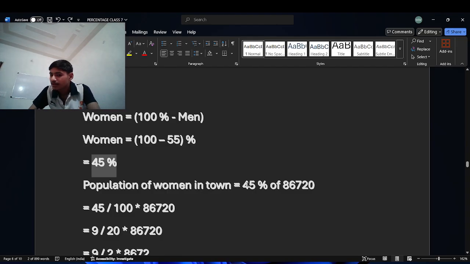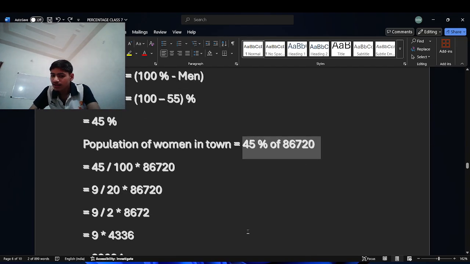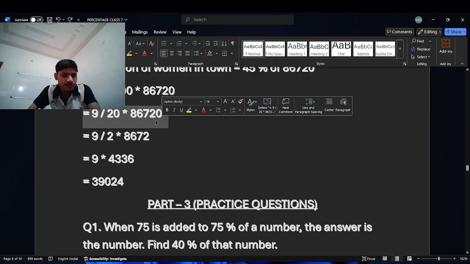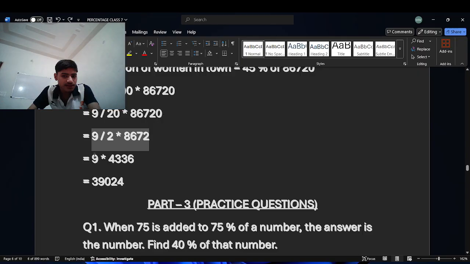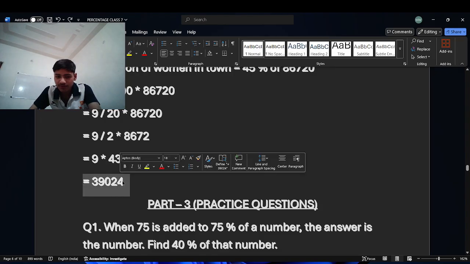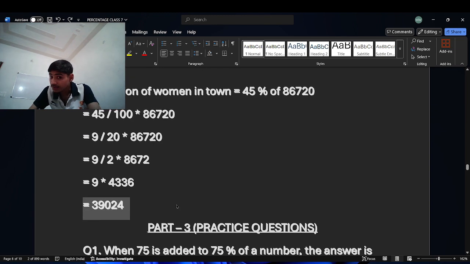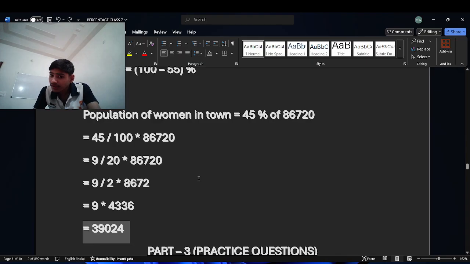So 45% of 86,720, that is simple: 45 by 100 into 86,720. 5 times 9 and 5 times 20 will be reduced, so 9 by 20 into 86,720. Now the zeros cancel out, and 2 times 4336 will be 8672, and if you multiply, 39,024 is the number of women. And to find the men in numbers, you just have to subtract it.